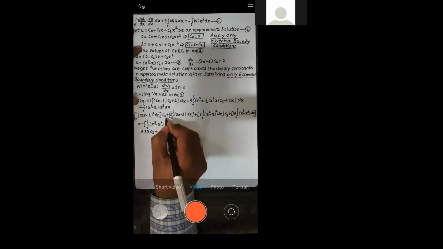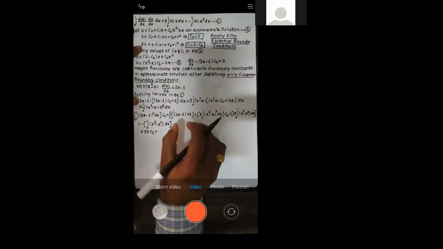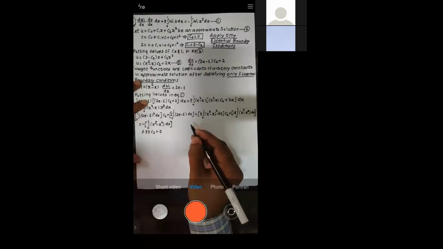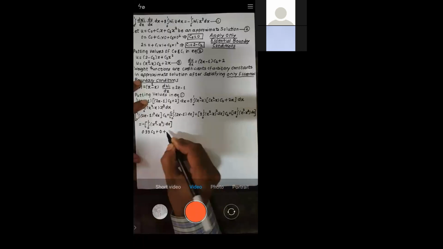Tell me this bracket. It will be a numerical value, one numerical value. You're getting zero. Okay, not a problem. Next. Tell me this value. 0.033.